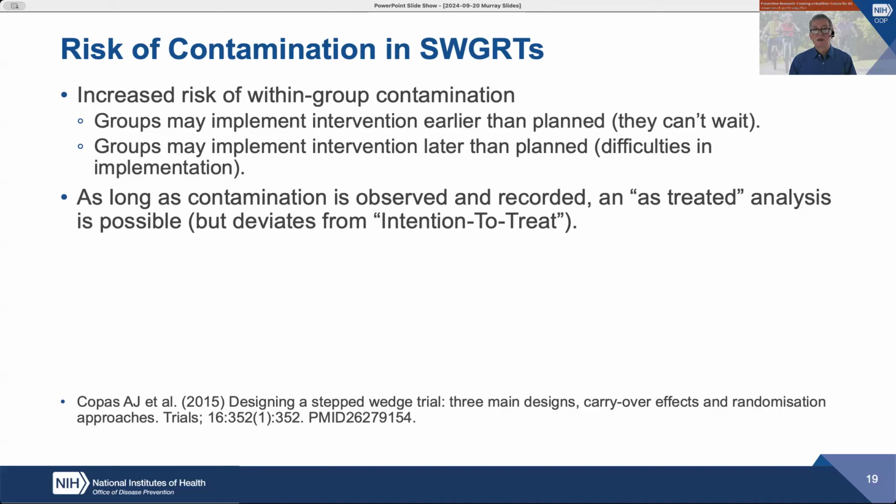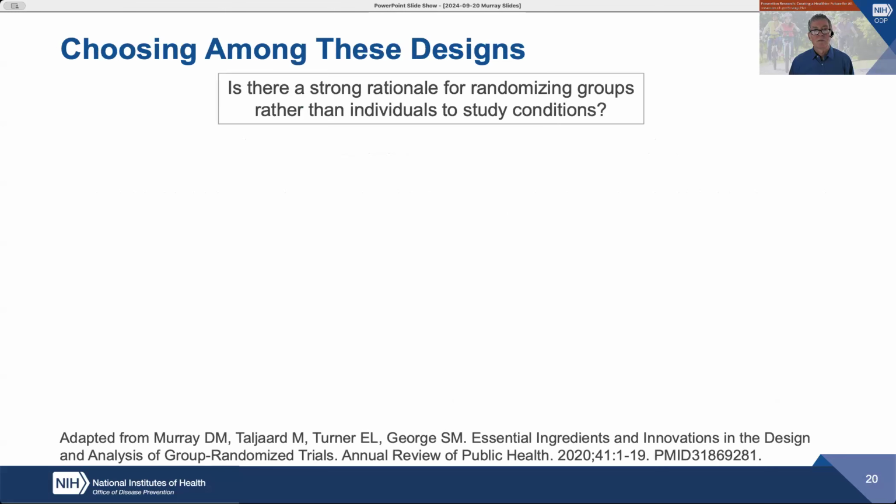There is increased risk of within-group contamination in a step wedge because the groups transition from control to intervention. Some groups may want to start earlier than they're supposed to, so that can be a risk. Some groups may not get started right on time when they're supposed to. That can be a problem. Important to monitor for evidence of contamination to allow you to do an as-treated analysis if you see it.